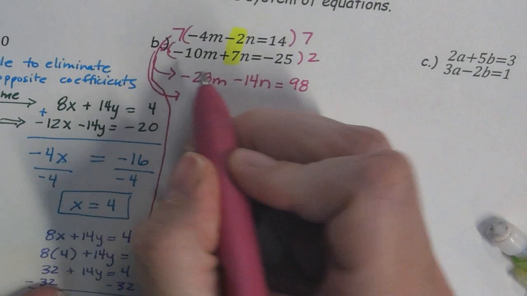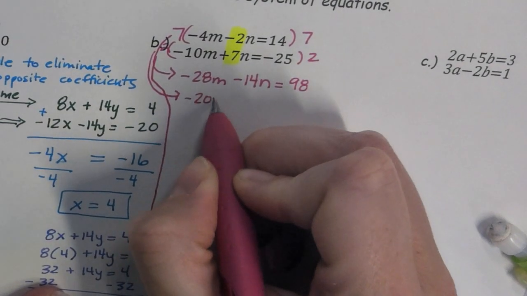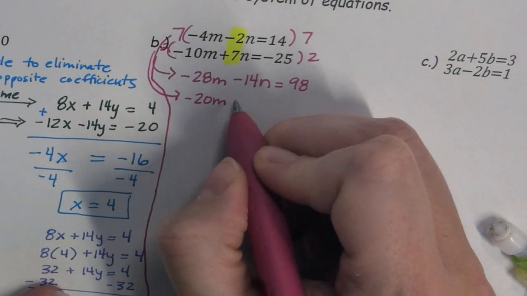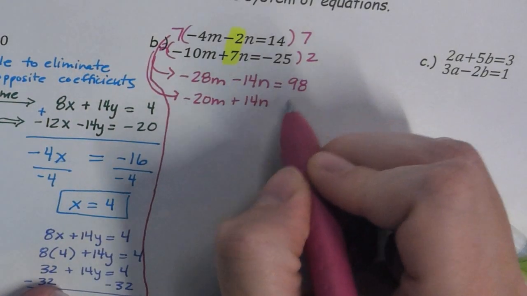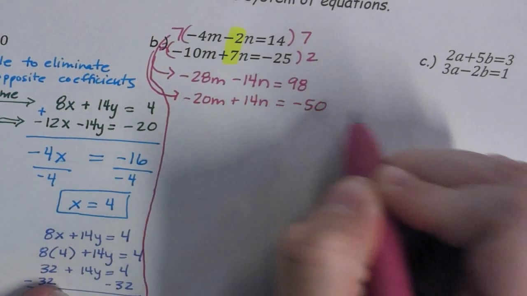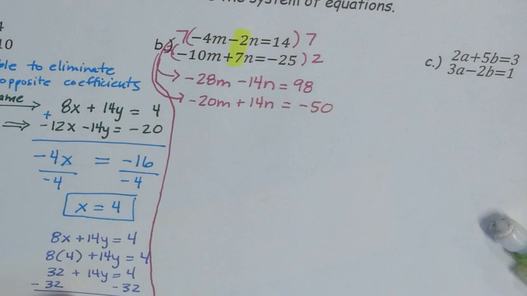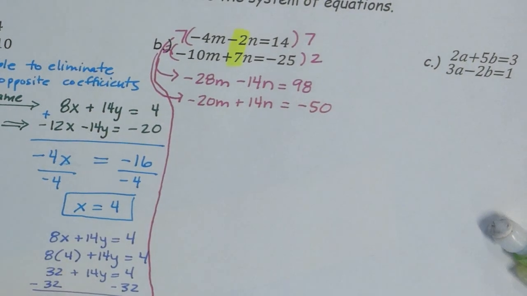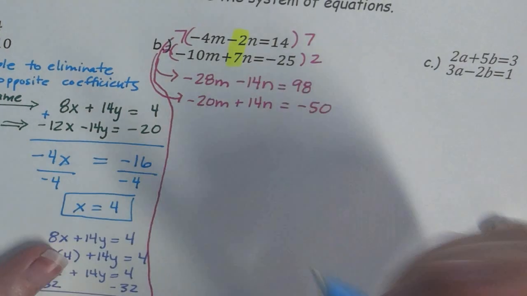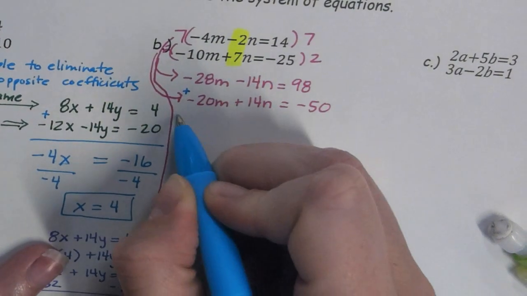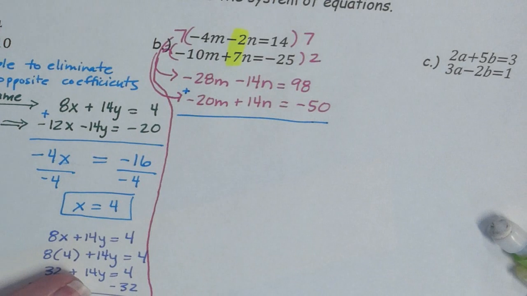Okay, so 2 times negative 10 is negative 20m. 2 times 7 is 14n. And then 2 times negative 25 is negative 50. Okay, so the whole reason that we went through that is so what would happen? Yeah, when we add them together, the n's are going to cancel out. So I'm just going to add them straight down now.